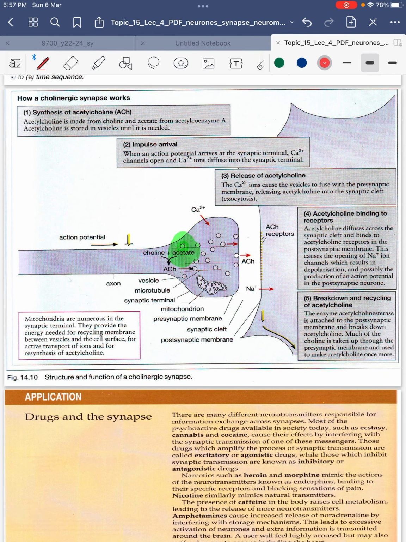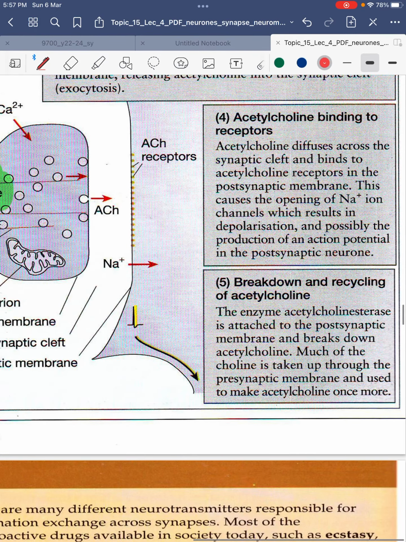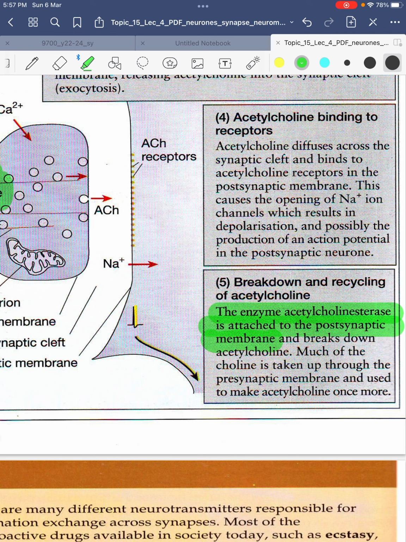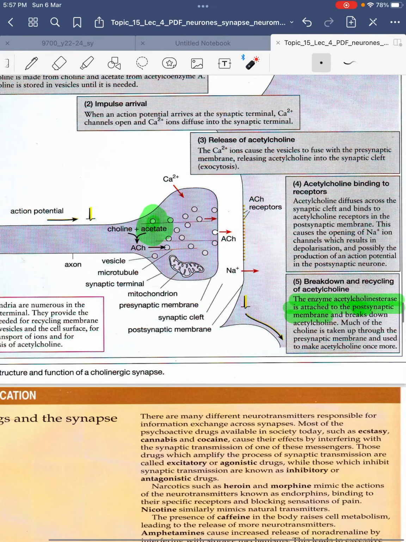Right. Here, what I want to highlight is this one here. This is the thing about having different resources. So you can see where the enzymes can be found. The enzyme acetylcholinesterase is attached to the postsynaptic membrane. So the enzymes are found on this postsynaptic membrane, because this is where the acetylcholine will bind to its receptor.